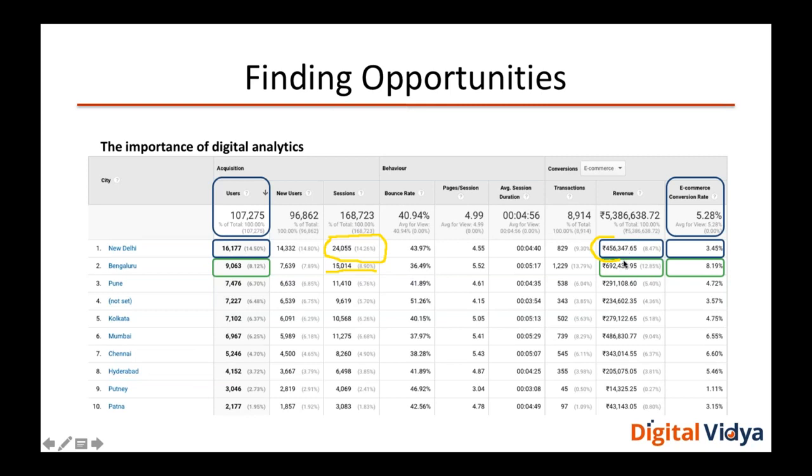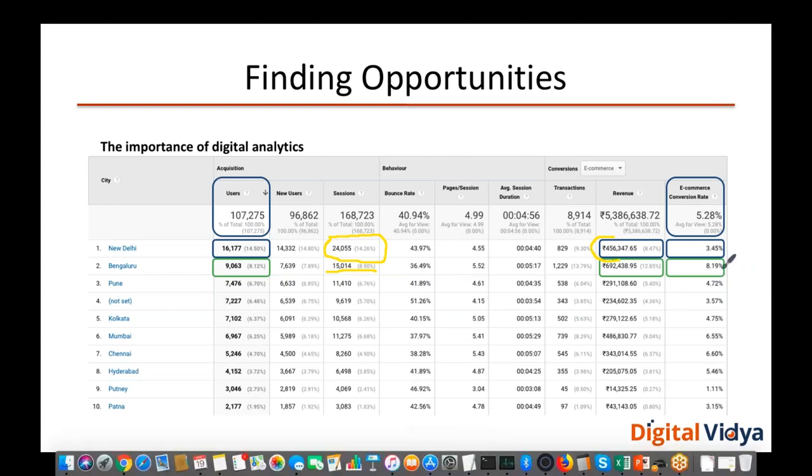Do you see this as an opportunity? Yes, of course. Why? Because Bangalore is a big city. It's the technical hub also. So you have this opportunity to acquire more visitors from Bangalore and increase your revenue, because we have already seen in this report they are converting at a fantastic rate. So all you need this time is to acquire more visitors from Bangalore. And how can you do that? You can run a campaign over there. You can run a Google Ads campaign, you can run a Facebook campaign. Whatever you do, you know all the methods to acquire more users from a specific geography, and then you can increase your revenue.